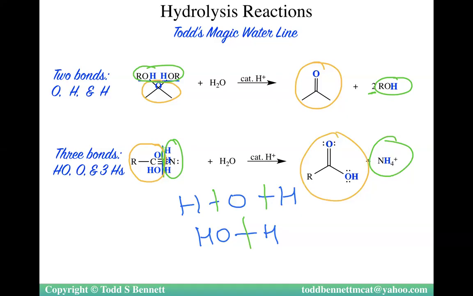So quick summary, decide what is breaking. Is it one bond, two bonds, or three bonds? However many bonds are breaking in the compound, you have to break the exact same number of bonds in water. So you break one in the compound, you break one in water, and you end up with an H and an OH. You break two in the compound, you need to break two in water, so you break both OH bonds and results in an O and two H's.